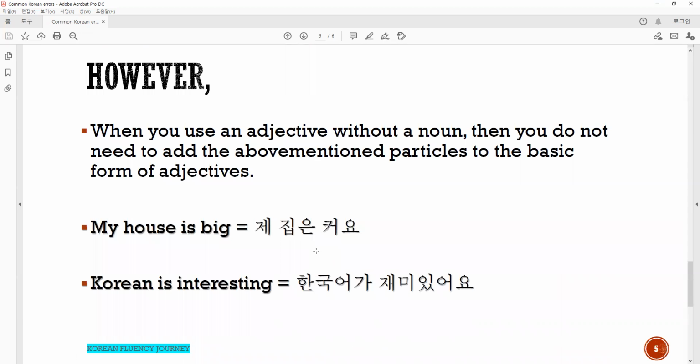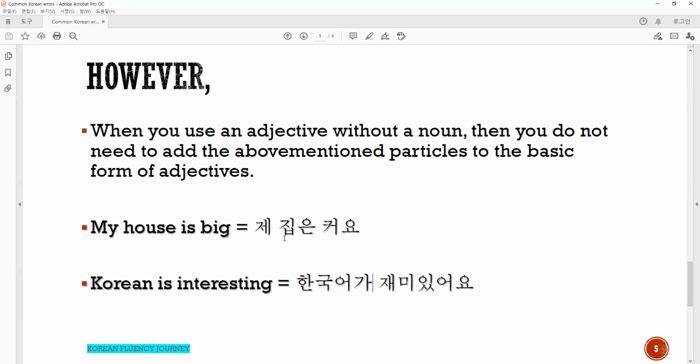But when you want to use these adjectives without a noun, just at the end of the sentence, like in these examples, you do not have to add any other particles to the adjective. For example, my house is big. Korean is interesting. So big and interesting, as you can see, are at the end of the sentence, and they don't have any nouns after them, right?